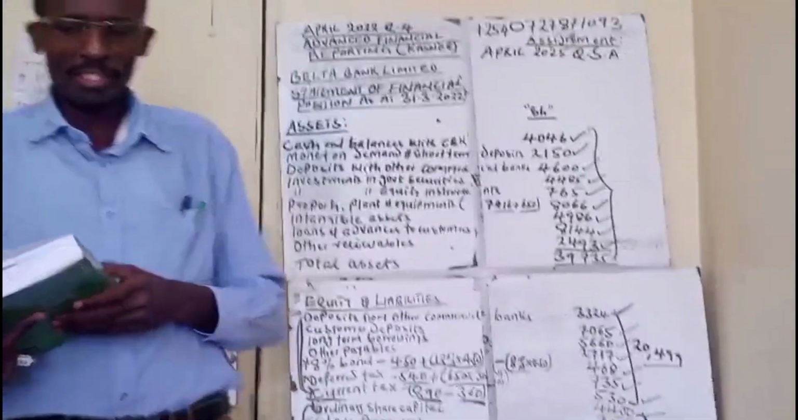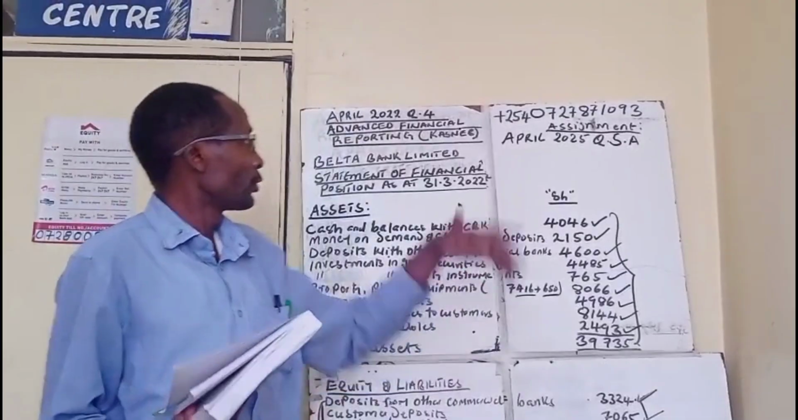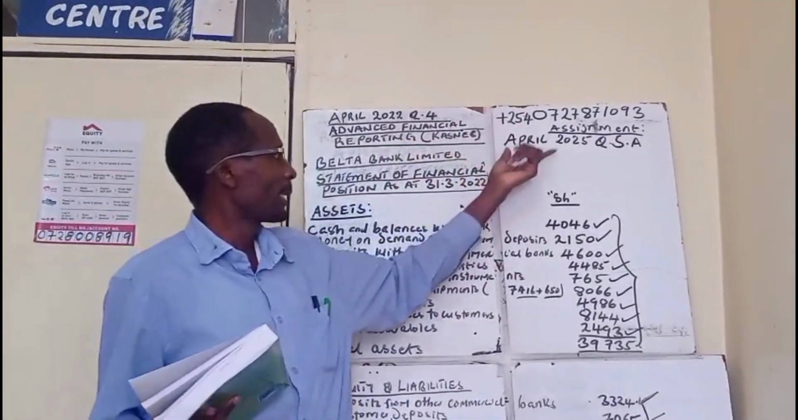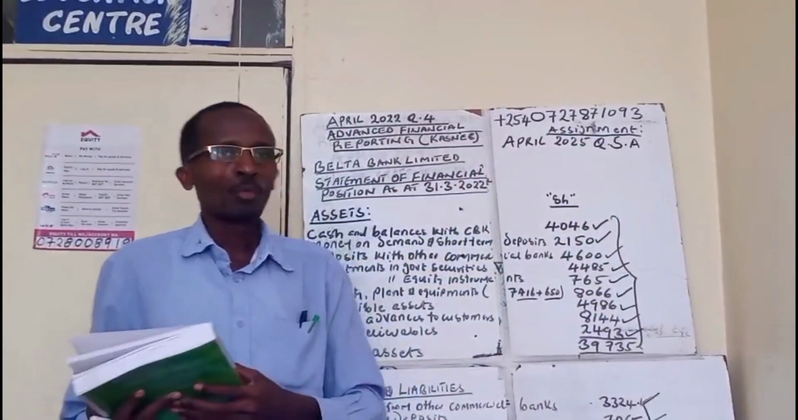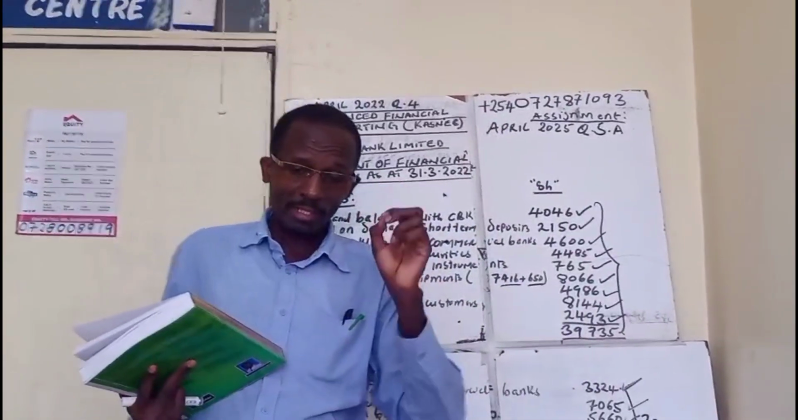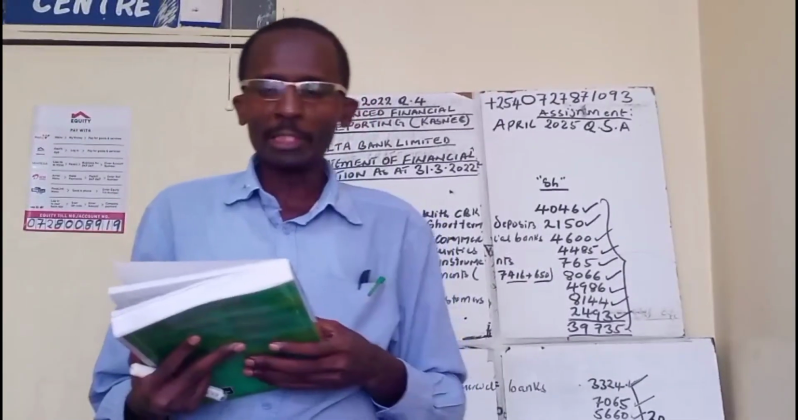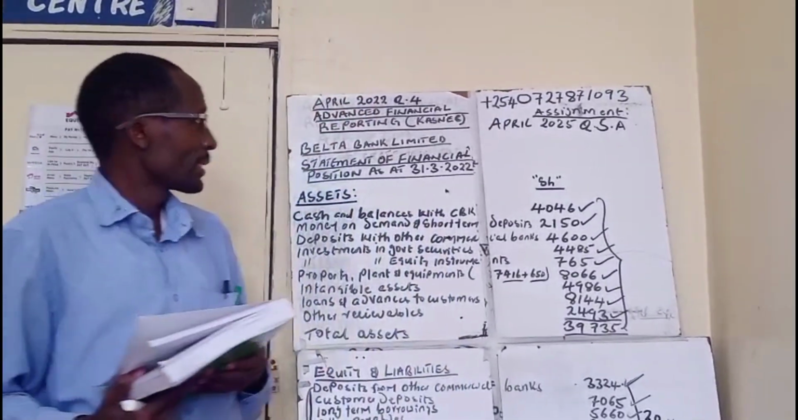Now let me give you an assignment. You take this assignment, we check it next time. You can go to April 2025, question 5A, that is your assignment. It is also testing about banks, and then we can do it together next lesson.